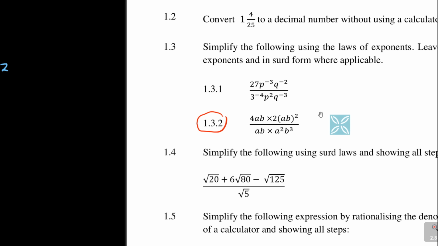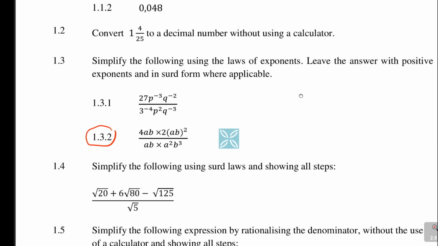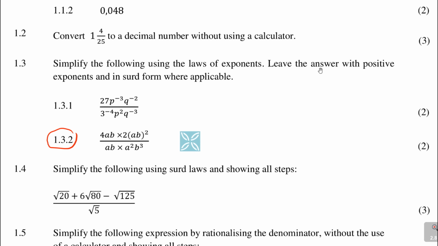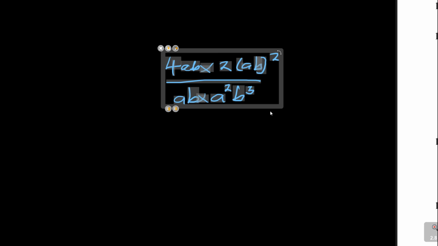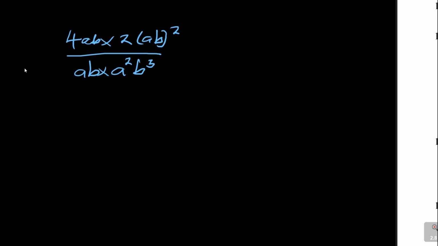And then still the same thing: use the laws of exponents, leave answers with positive exponents, and in surd form where applicable. I think I didn't do the right thing there. In the previous one I didn't finish up the positive exponents, but I'll do this one here. Alright, so let's look at this. When they say leave your answer with positive exponents, same thing guys, nothing changes. You just have to apply the laws of exponents.